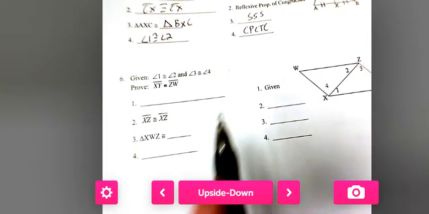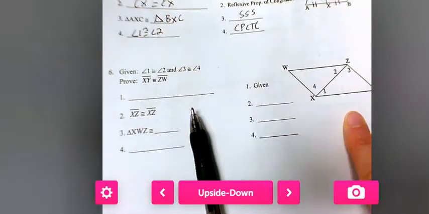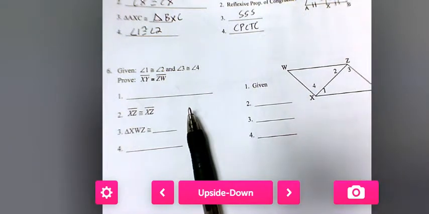Okay? Angle 1 is congruent to angle 2, and angle 3 is congruent to angle 4. Do they both say they're congruent to something? So could they go on one line? Okay. We've got our picture over here, and we're going to prove that XY is congruent to ZY. Okay, I'm just going to give you about 2-3 minutes. Write this down.